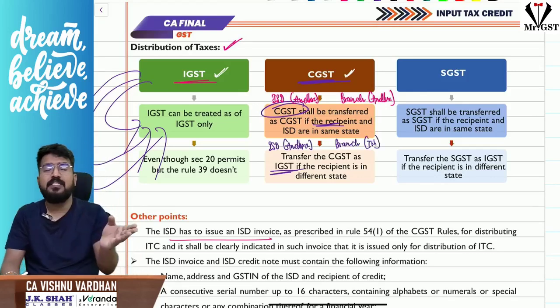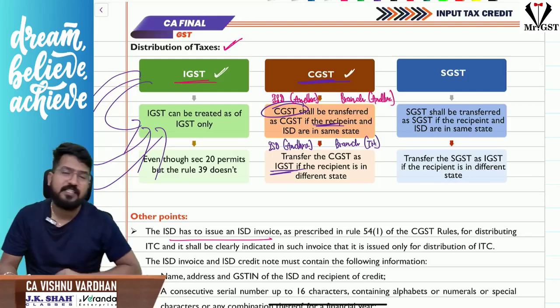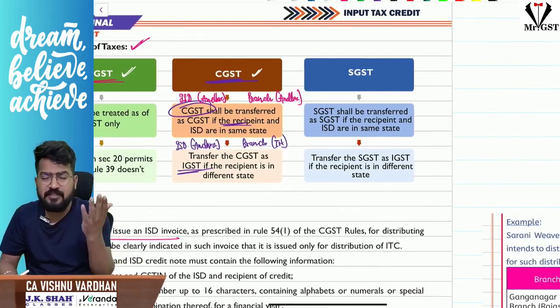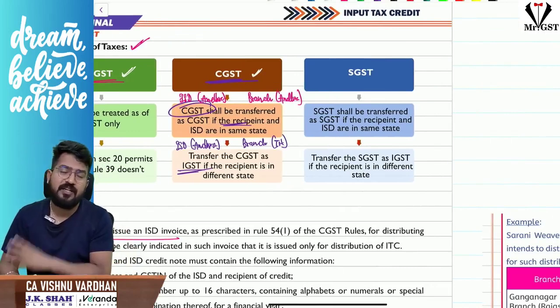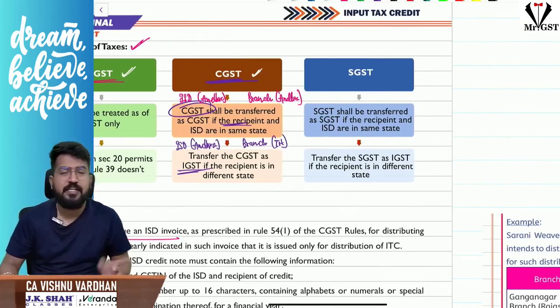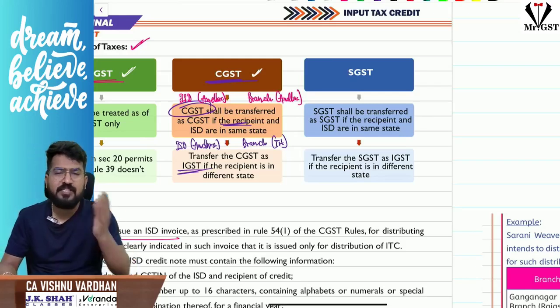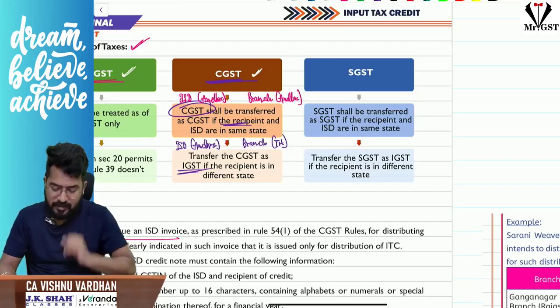Then CGST credit will be distributed to the Tamil Nadu branch as IGST. Same way, SGST. Sir, if the ISD is in Andhra and the branch is also in Andhra, then SGST will be transferred as SGST. No, sir, the ISD is in Andhra, but the branch is in Tamil Nadu. Then SGST will be transferred as IGST credit. That is the concept.